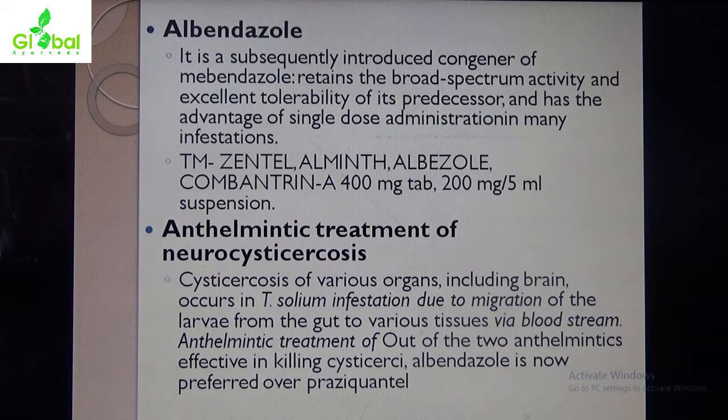In anti-helminthic treatment of Taenia solium infestation, various organs including brain and liver are infected due to migration of larvae from the gut into the bloodstream and towards the tissue and organs. So to kill this infestation, or to lower the infestation, albendazole is preferred. With albendazole, piperazine is also used.